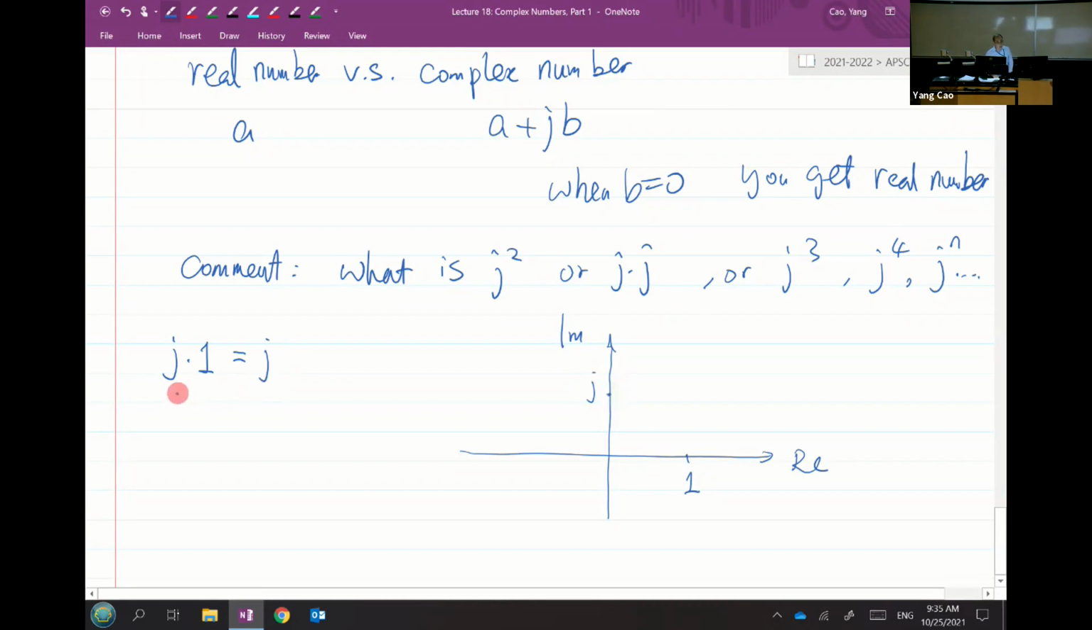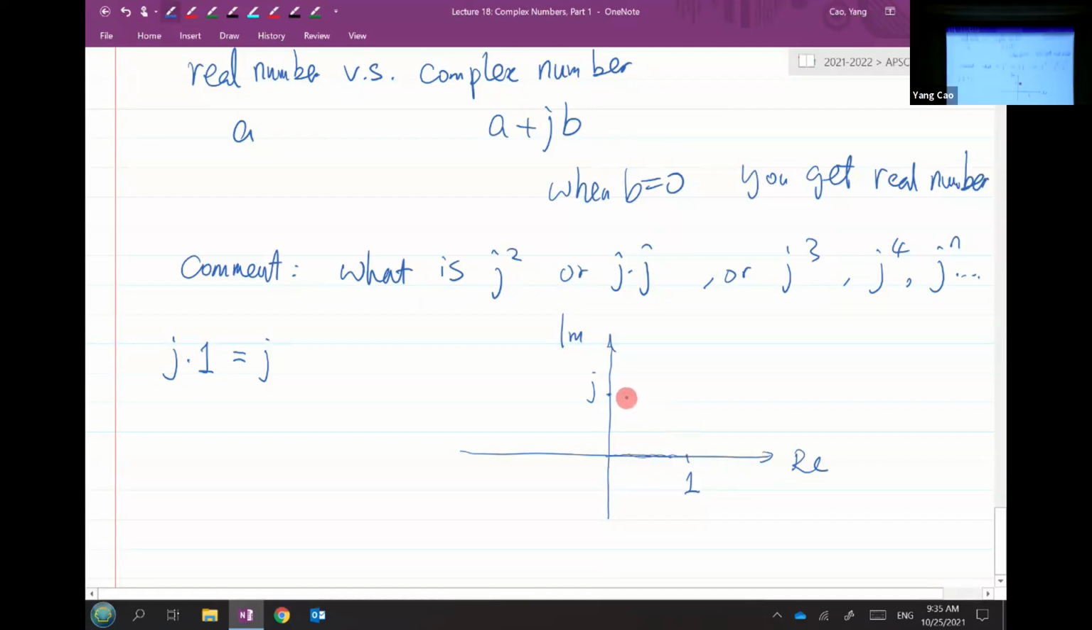So the operation, when you multiply j with the 1, let's consider this is like a stick right here. When you multiply, it rotates 90 degrees, and turns that stick over here, right?